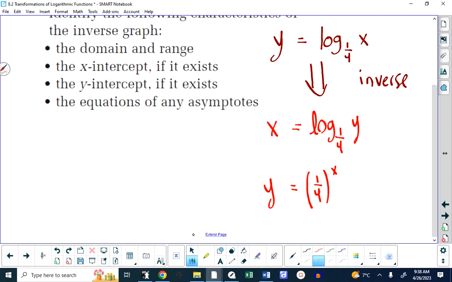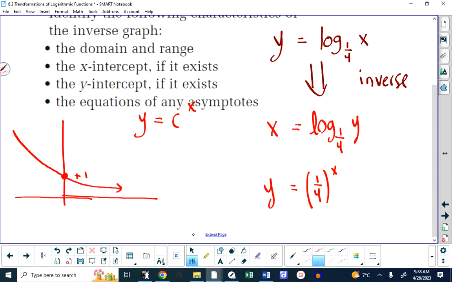You should know from the first unit that the function we are looking at fits the mold of y equals c to the x, where c is a number between 0 and 1, which is 1/4, and that means it's a decreasing function with a y-intercept of 1. This is what the graph looks like. You can answer the rest of the problem now talking about the domain, the range, the equation of the asymptote, which will be the x-axis, and we're done. Okay. Other questions?